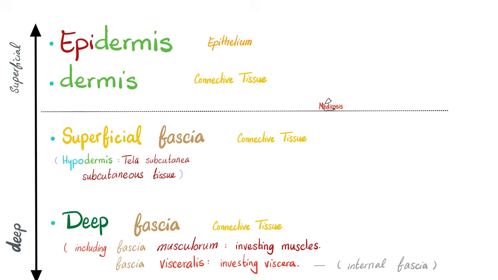This deep fascia will become investing fascia. What do you mean by investing? Bitcoin and rubbish like this? No, by investing I mean wrapping around. Oh, it's the fascia that will wrap around. This deep fascia will wrap around your viscera. We call it fascia visceralis, sometimes called internal fascia. And the deep fascia will wrap around some muscles, called the investing fascia of the muscles.